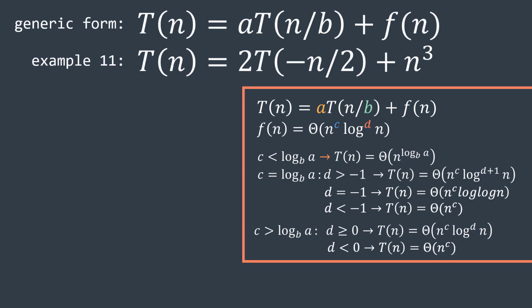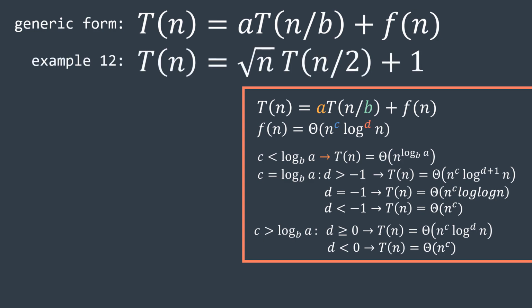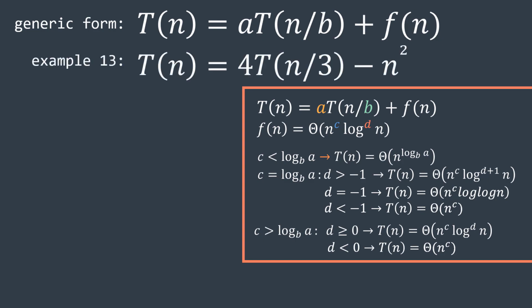Next example, 2T(-n/2) + n^3. Here a is 2, b is equal to -1/2, which is negative, so we cannot apply the Master theorem. Next example, a is square root of n, so it's not a constant, then we cannot apply the Master theorem. Next example, a is 4, b is 3, but f(n) is -n^2, which is not a non-negative asymptotic function, so we cannot apply the Master theorem.